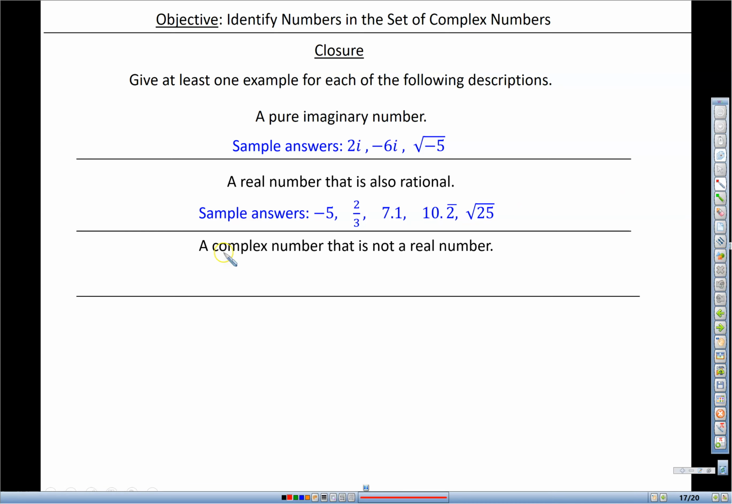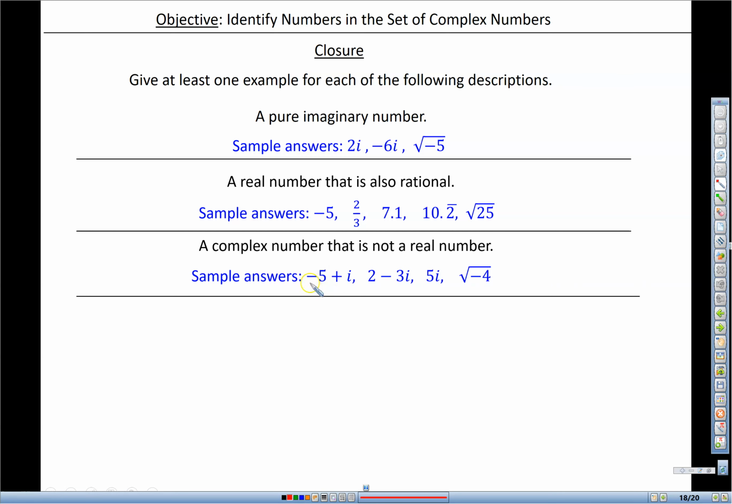All right, how about now a complex number that is not a real number? So it has to be a complex number, which all numbers that we're working with and have been talking about today are complex numbers, but it cannot be a real number. All right, let's see some samples.